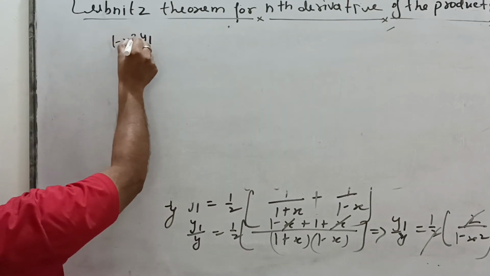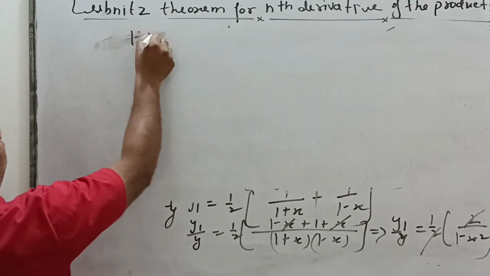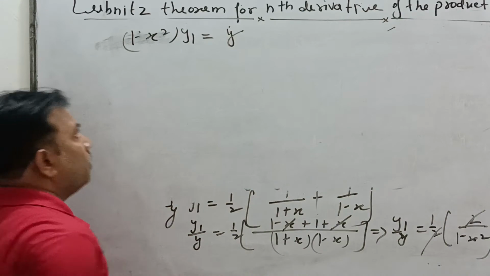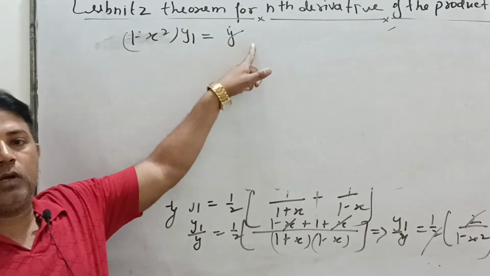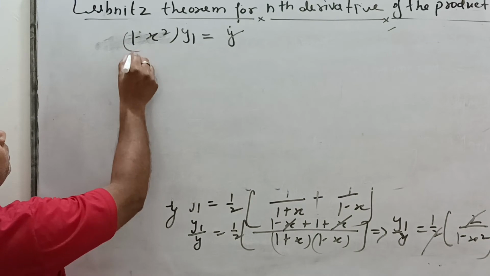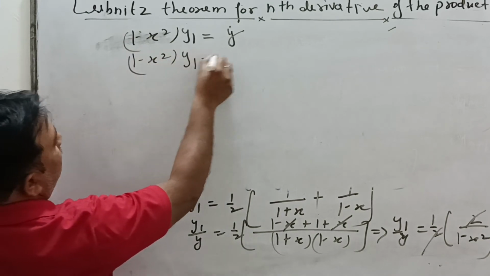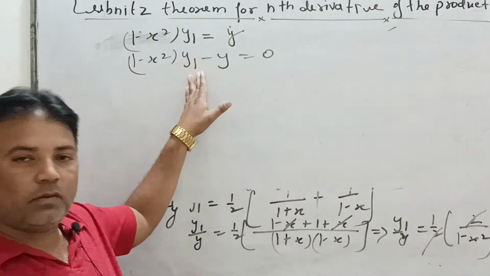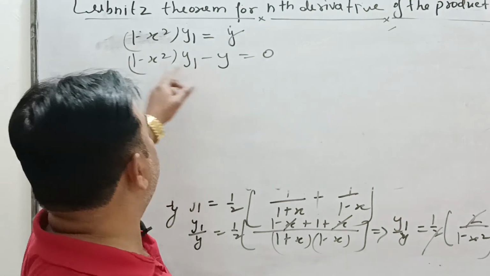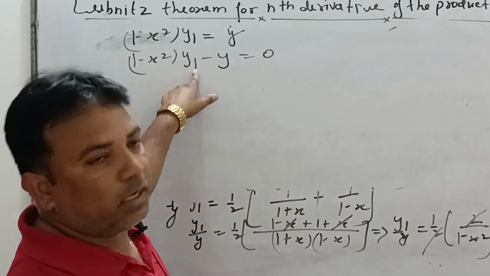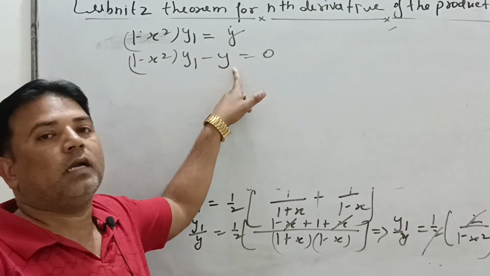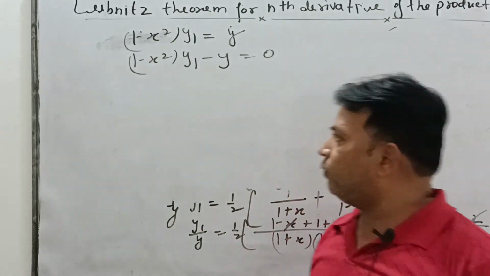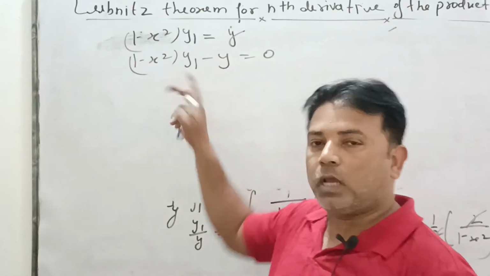Cross multiplying, we get y1 (1 minus x square) equal to y. Taking y out, 1 minus x square y1 minus y equals 0. Here you see that 1 minus x square y1 is the product of two functions, 1 minus x square and y1. And this y is a single function, which we can write as 1 into y, so this is also two functions. So we change these into products of two functions.